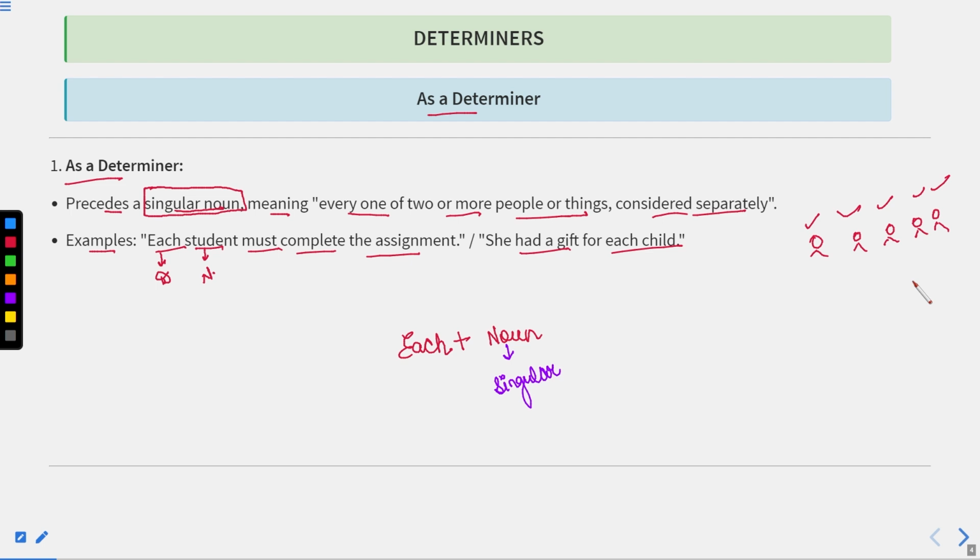It is not a collective gift for everyone. It is the separate or individual gifts for everyone. The gifts they will receive separately and individually. It will not be the collective gift for all. Okay, so she had a gift for each child. It means she had given the gift to each and every child. Okay, not collectively to all. Not collectively one gift to all of them.